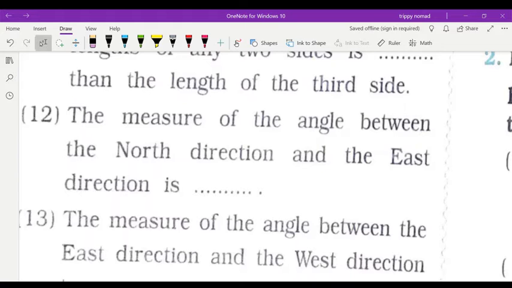So obviously the answer will be 90 degrees. The measure of the angle between the north direction and east direction is 90 degrees. I am drawing for you, and you will get how to find it.